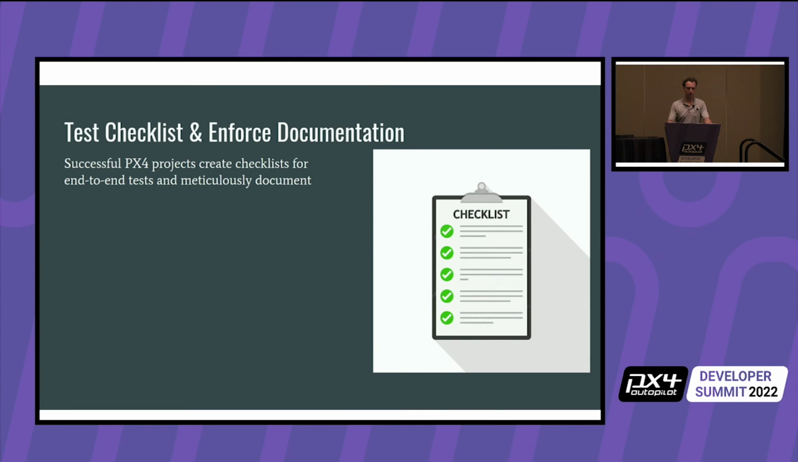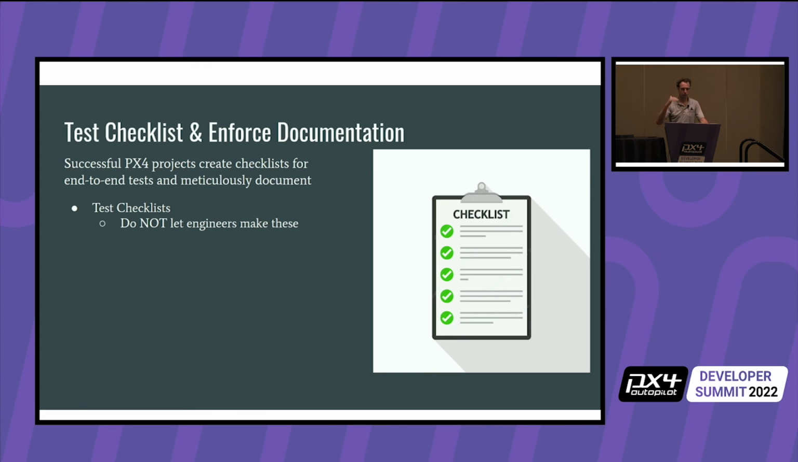Test checklists and enforce documentation. Again, with documentation. Successful PX4 projects create checklists for end-to-end tests, meticulous documentation. Test checklists. Do not let engineers make these test checklists. And when I say test checklists, I mean, let's say you create a release, you push to master, and you're like, all right, we're going to fly this thing. It's in master. You should have a long test checklist of stuff that's just, number one, simple. Make a mission. Up, over, down. Next checklist. Make a mission and update it halfway through.